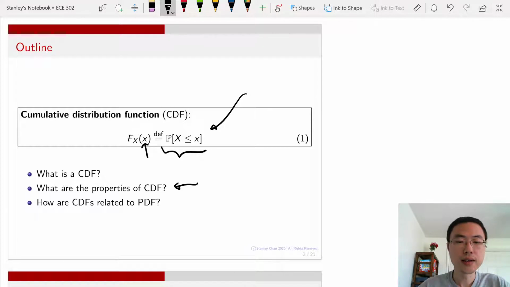And then second, we're going to learn about the properties of the CDF. There are altogether 6 properties we want to go through together. Lastly, we want to talk about the relationship between a CDF and a PDF. Knowing this relationship will help us translate from CDF to PDF and from PDF to CDF. So let us start by first defining the CDF and go through a few examples so that we understand what they are and what they can do.